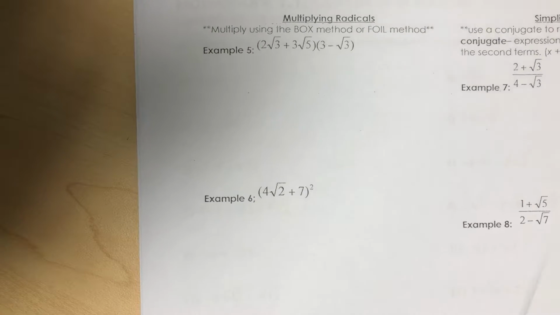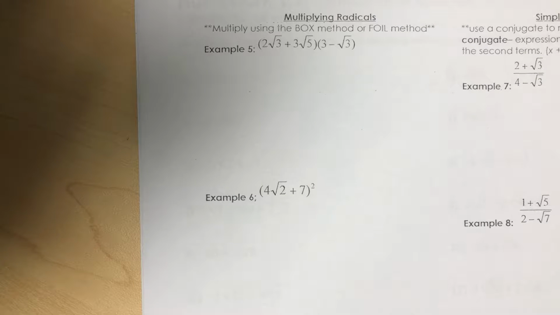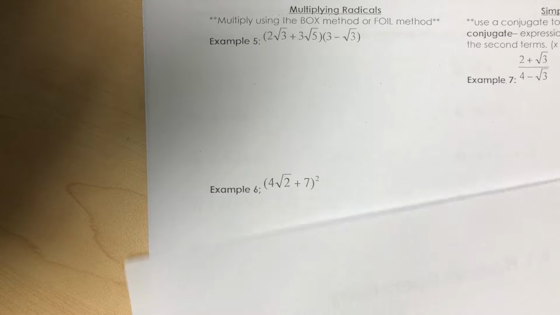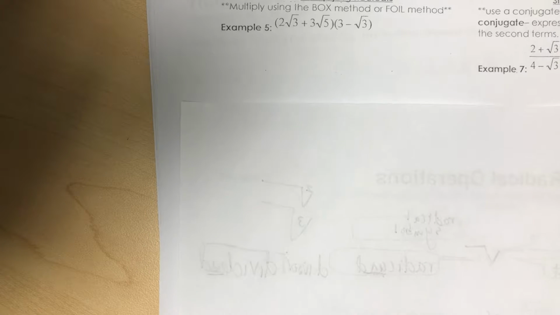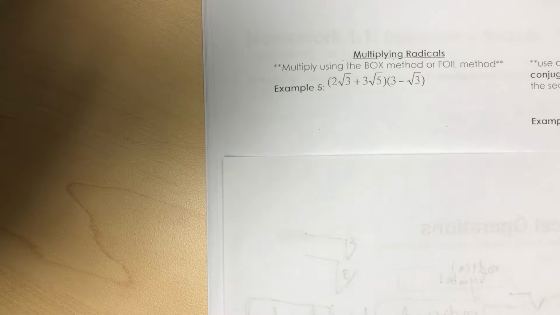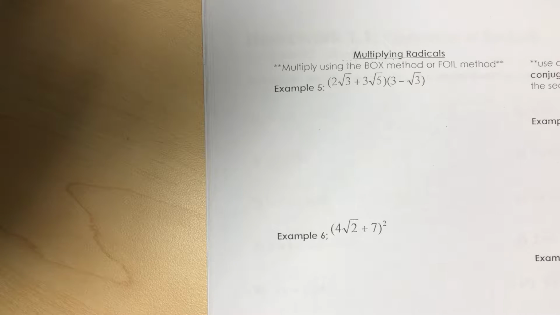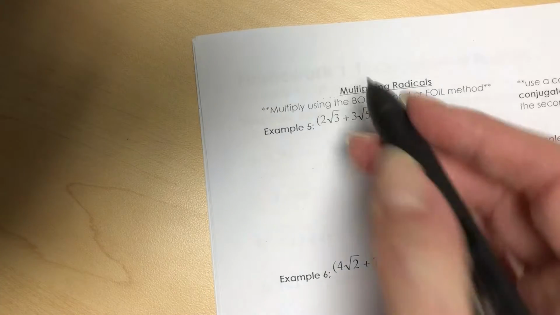You can choose. It kind of depends on which way makes more sense to you. If you're a visual person, you might prefer the box method. Or if you're comfortable with FOIL, then that's fine too. So let me show you how the box method would work for this. I am a little cramped on space, but I'm going to see if I can get it in here.